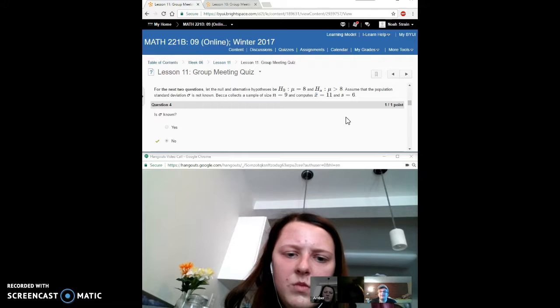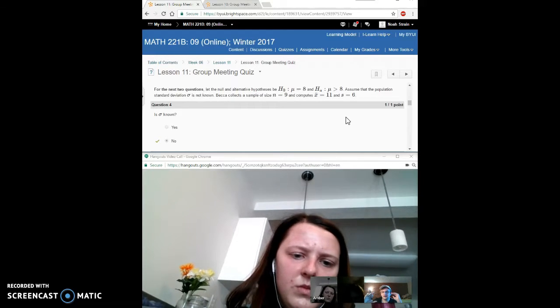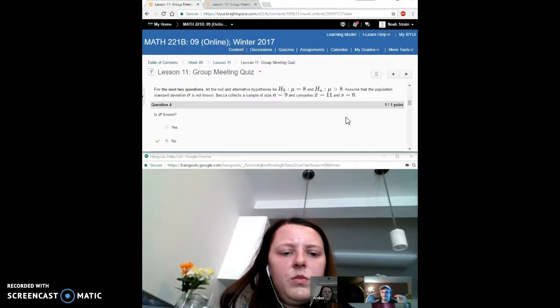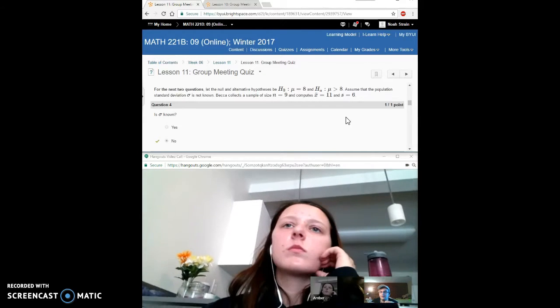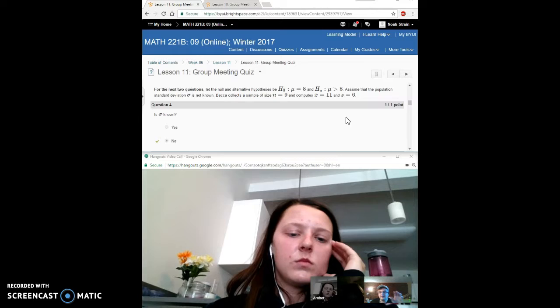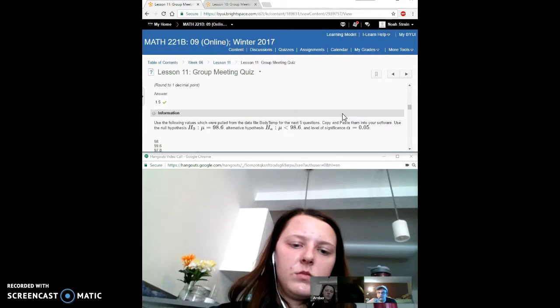Well, we find t by taking the sample mean subtracted by our population mean. So 11 minus 8, which is 3, and divide that by our S value of 6 divided by the square root of 9, or 3. So we get 3 divided by 2, which is, of course, 1.5 for our t value.